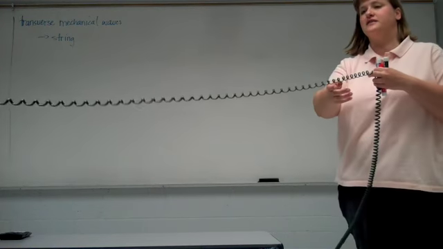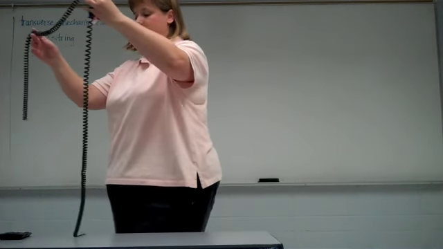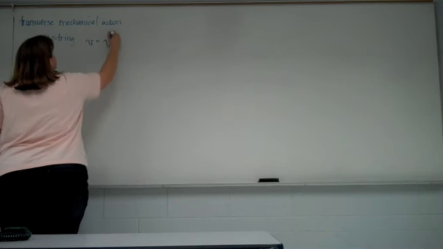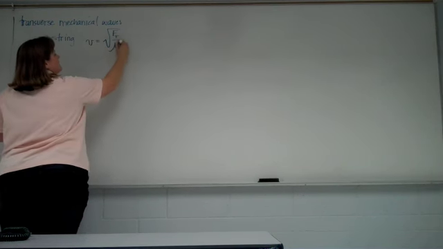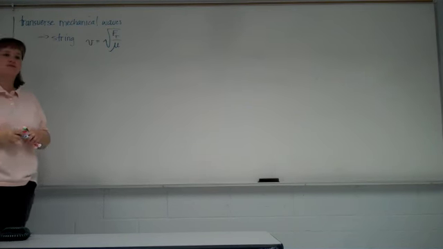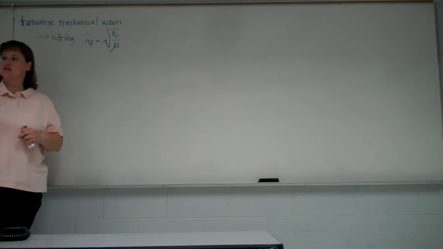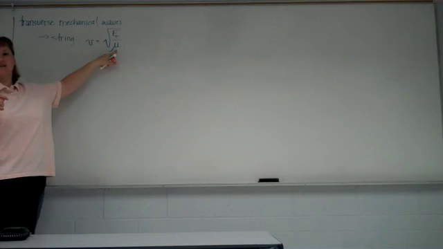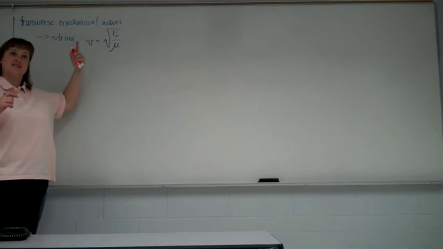Now granted, if I had different thicknesses of telephone cord, then that would also affect the speed of the wave. So the speed of the wave on a string depends upon how tight the string is, so the force of tension, and the linear mass density. So mu, remember, is the ratio of mass per length, so mass over length. So a thicker string will have a greater mass density, and so the wave would travel slower at the same tension.